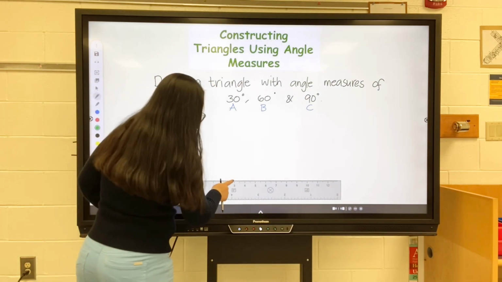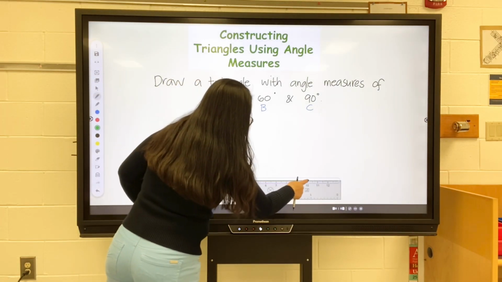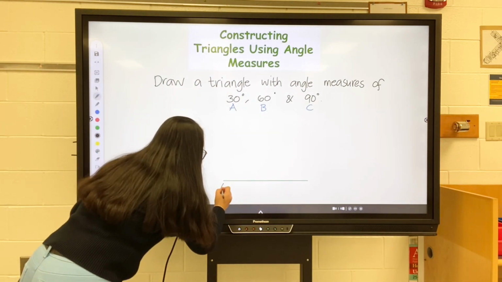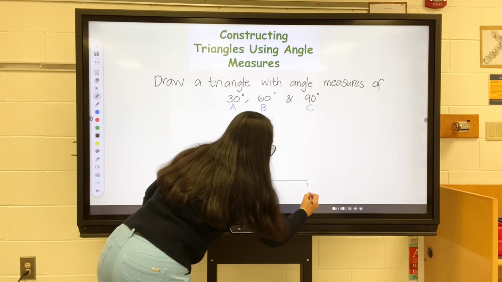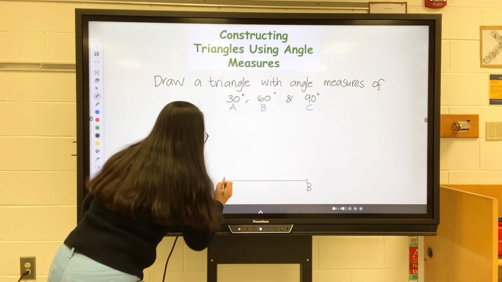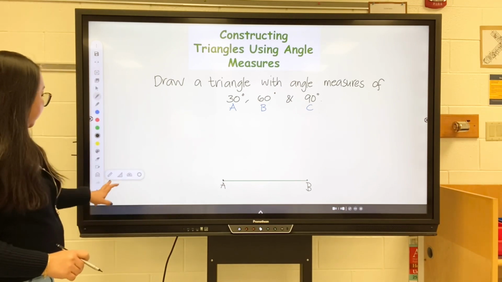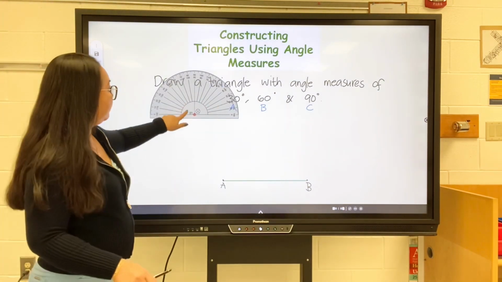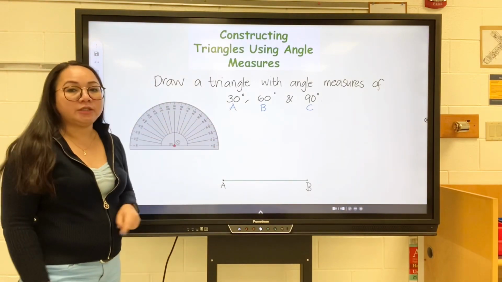I'm going to draw a straight line, and label this as point A. This one here is point B. Then get a protractor to measure the angles. Now we will start from point A, which is 30 degrees.